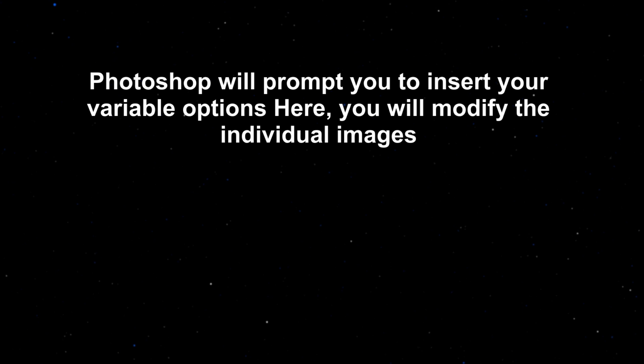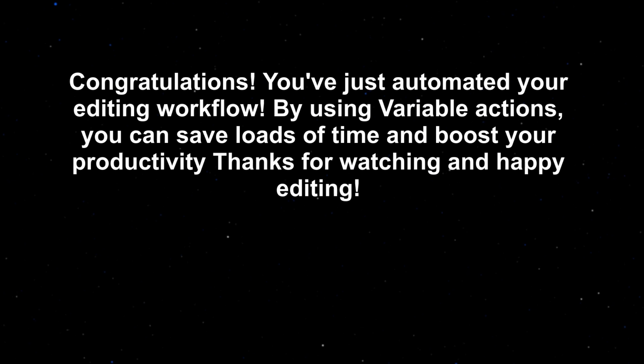Open a new image. Select your newly created action in the Actions panel. Then click the Play button. Photoshop will prompt you to insert your variable options here. You will modify the individual images. Congratulations! You've just automated your editing workflow.